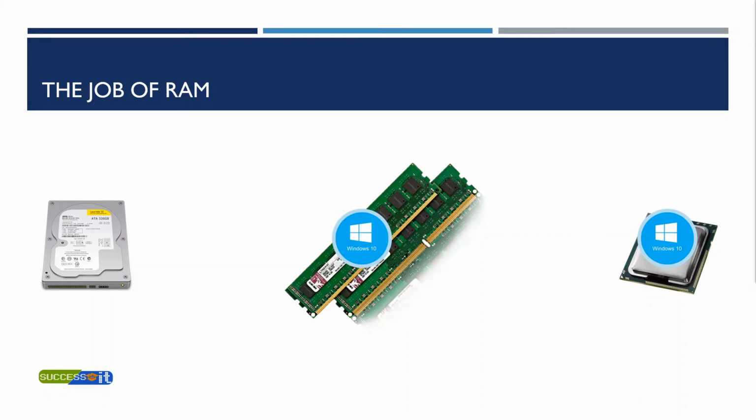So as you see, RAM plays a very important role in the processing of data by the CPU.